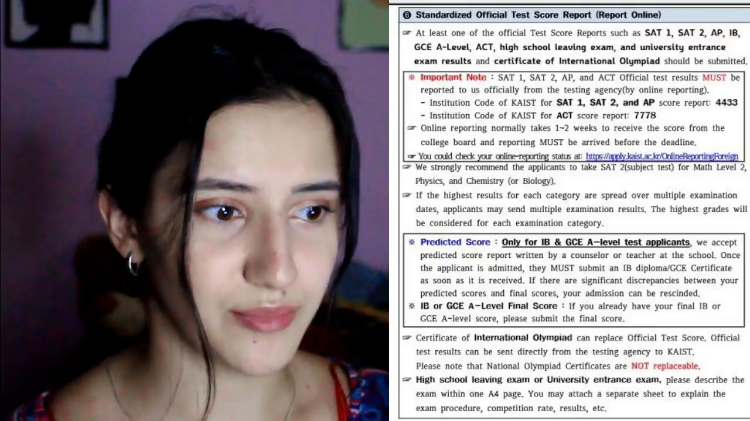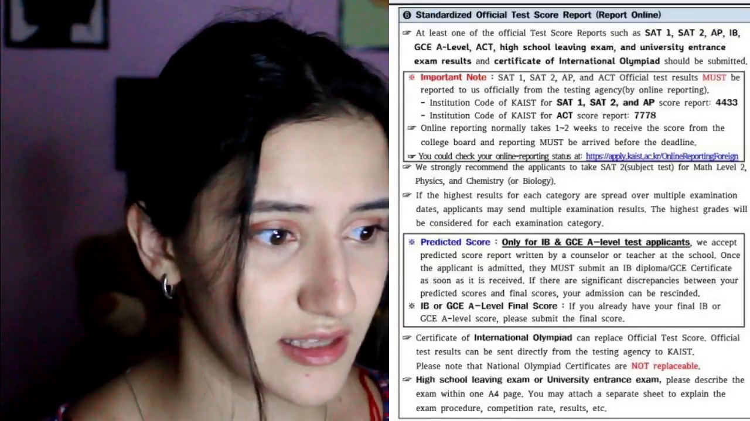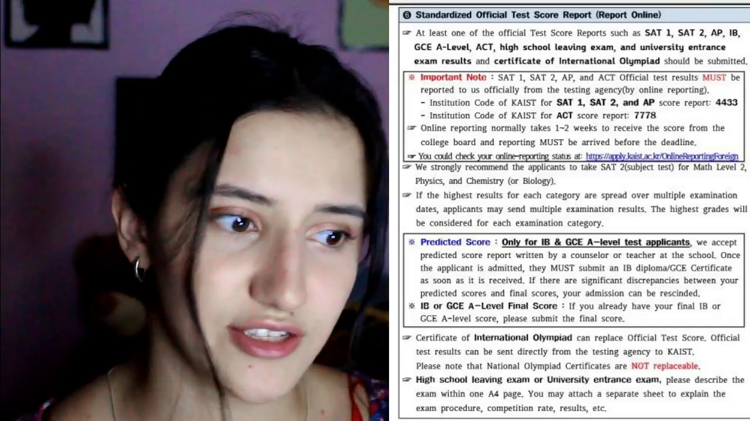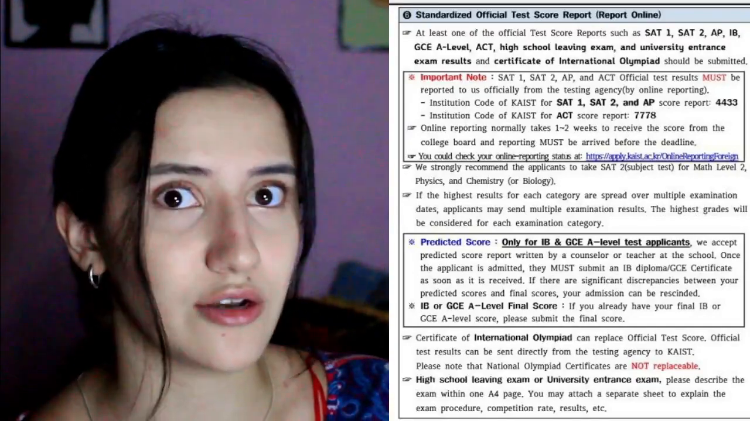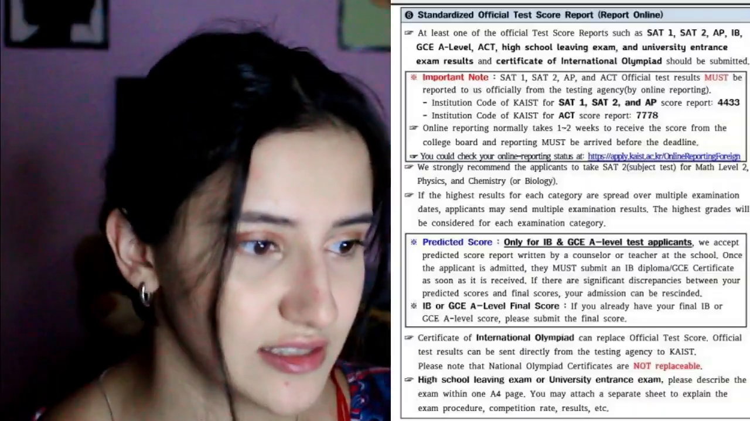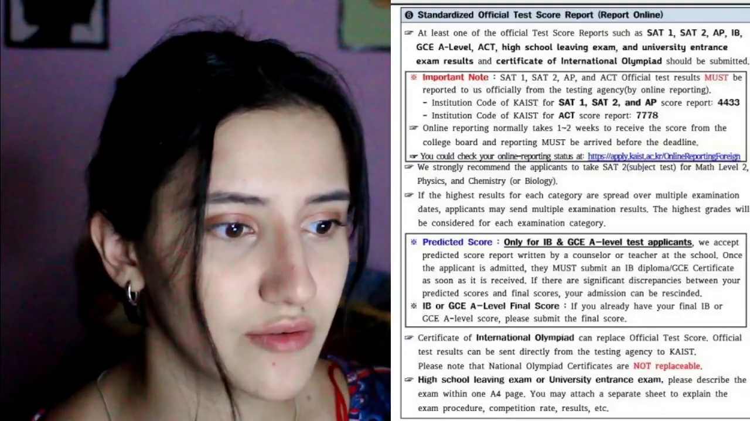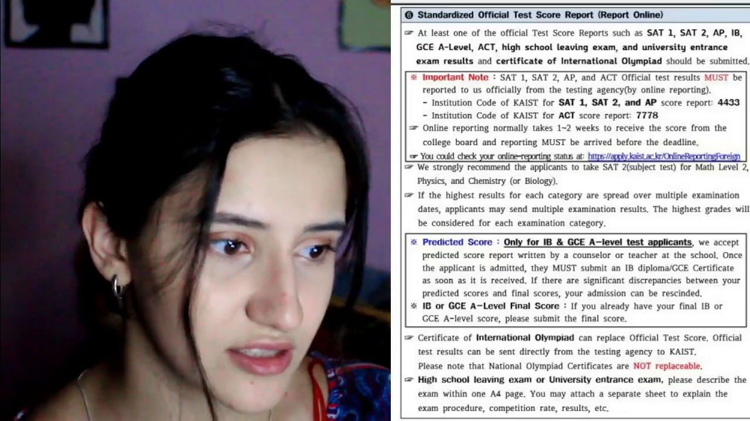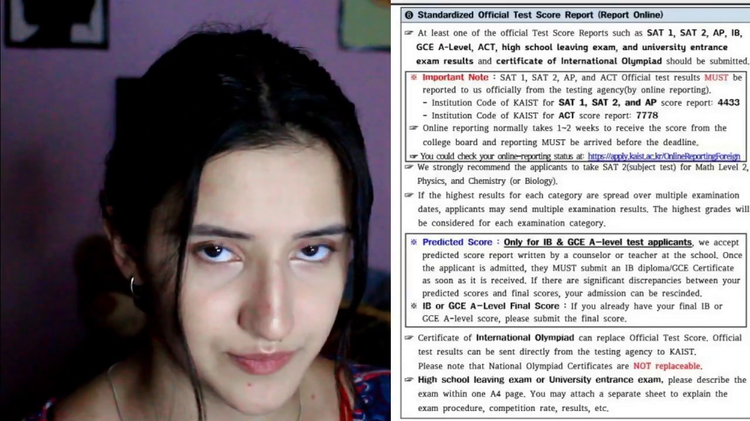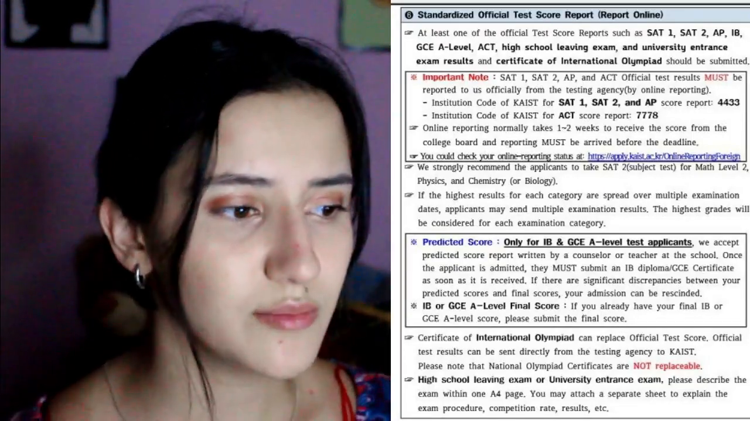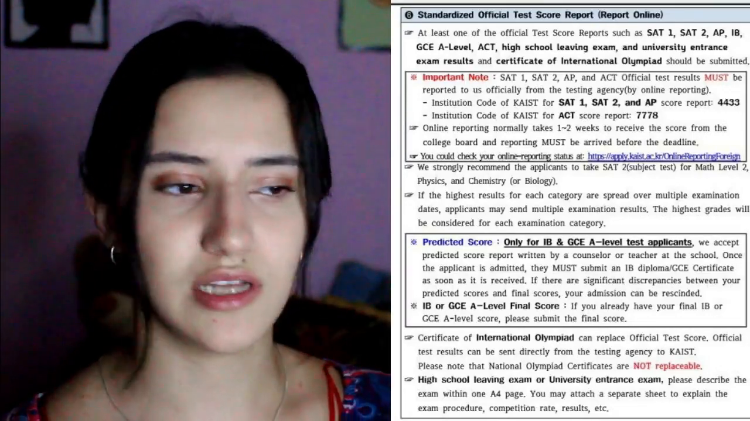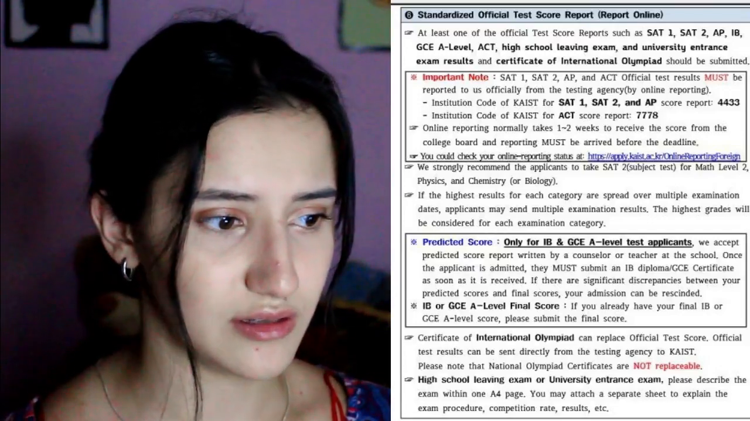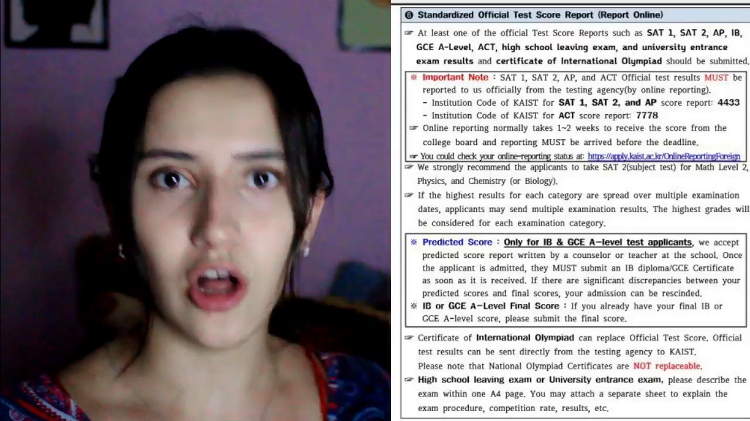Next one, standardized official test score report. You need to submit at least one of the official test score reports such as SAT1, SAT2, AP, IB, GCE A-level, I don't know what that is, but whatever, ACT, high school leaving exam and university entrance exam results, and certificate of international Olympiad, if you have those. So it's really important when you send your SAT results or any results of this type, make sure that you submit them directly from the College Board.